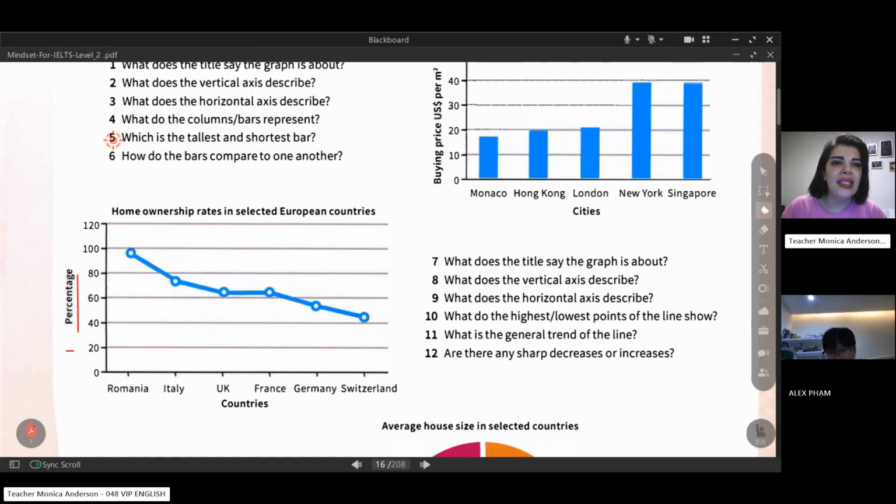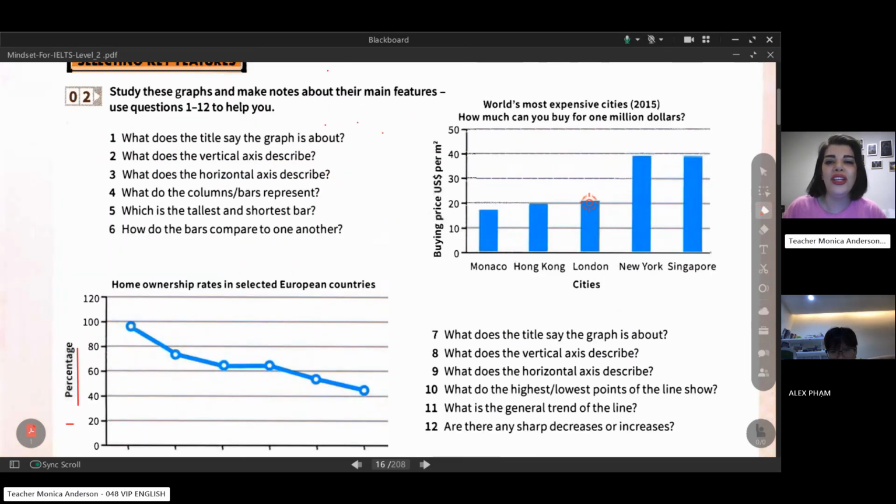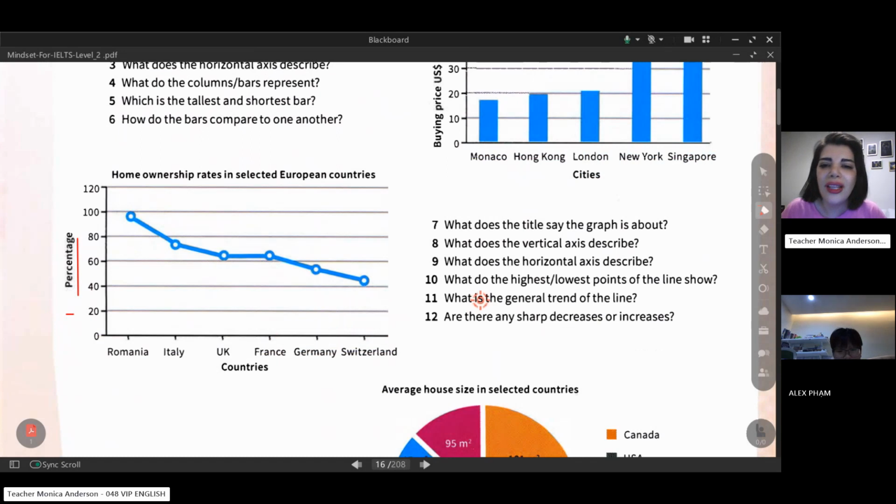Now the next one. What do the columns or bars represent? Okay, here. This one is about this one? So no matter, it's okay. Let's complete this part and then move on. Okay, so vertical, horizontal, it's okay.